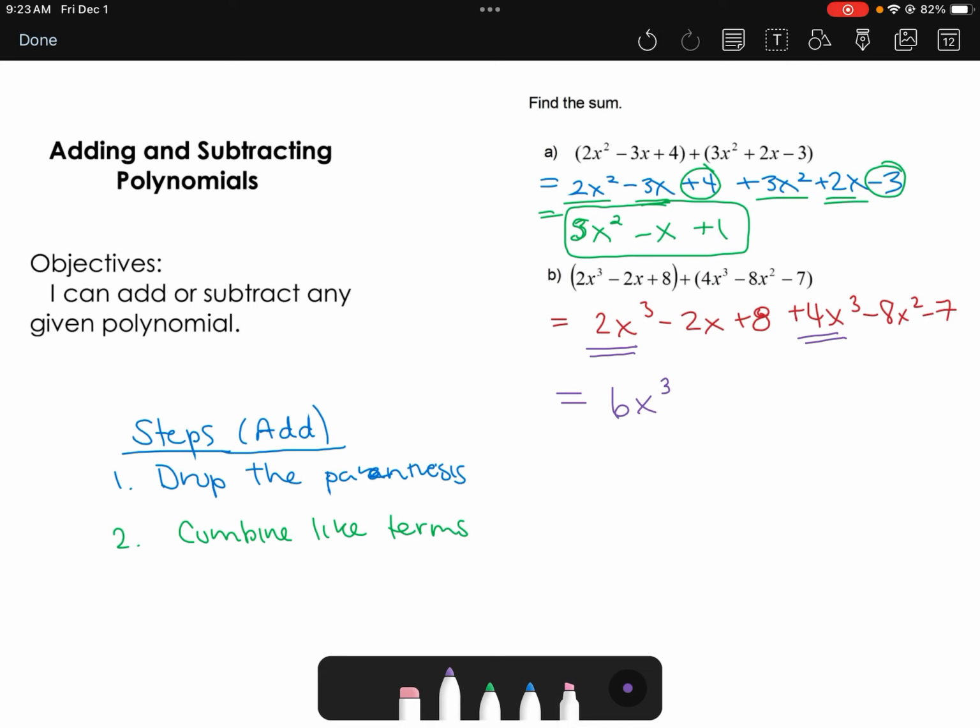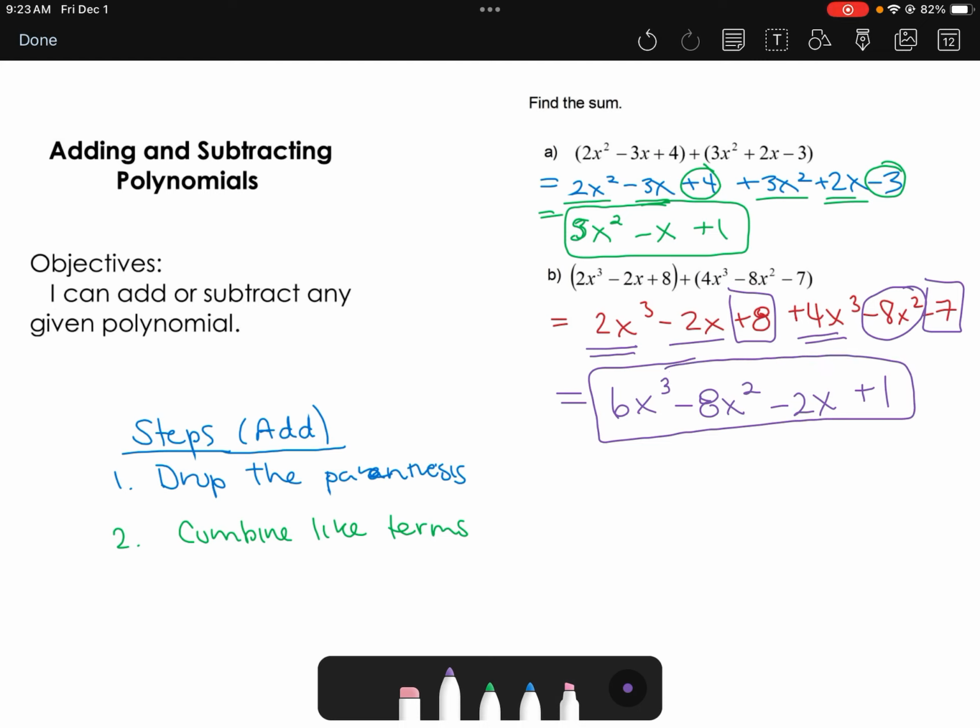The next thing I would look for is any x squareds. Well, I see one of them hanging out right here. There's nothing else to combine it with, so we just bring it down: minus 8x squared. Next thing I'm going to look for is the x. I have one of those, minus 2x, nothing to combine, so we just bring it down. And then we have a plus 8 minus 7, which gives me a positive 1. And that's my answer. So again, when you are adding polynomials, your first step, drop the parentheses, and then combine your like terms. Two steps.